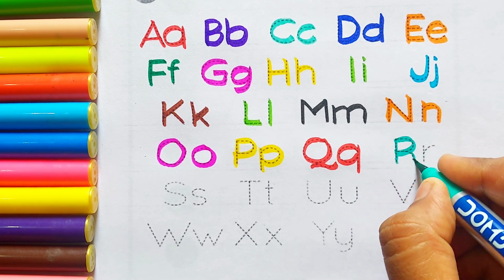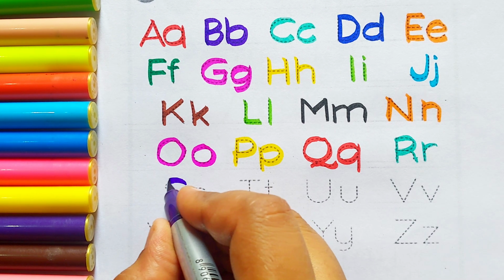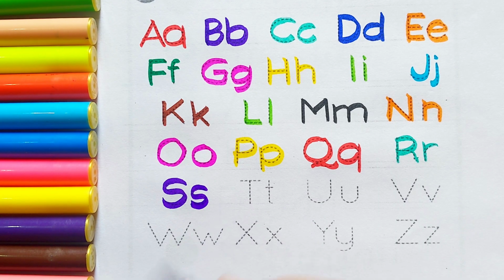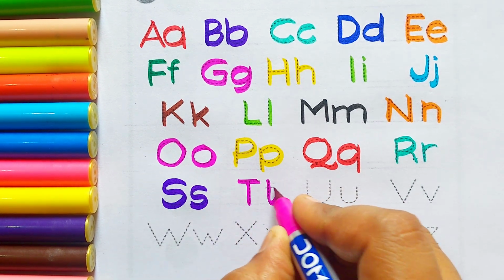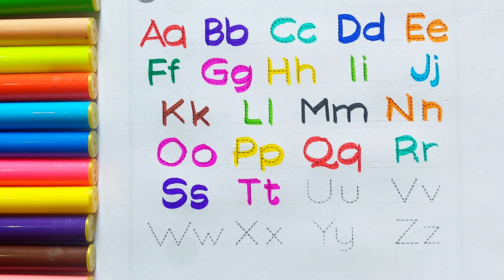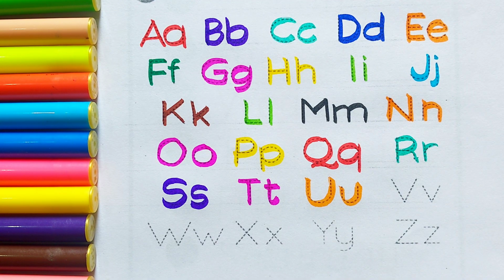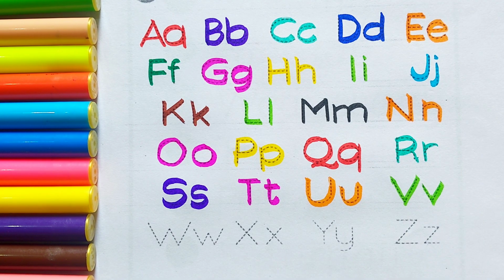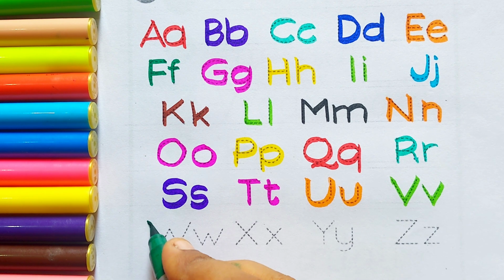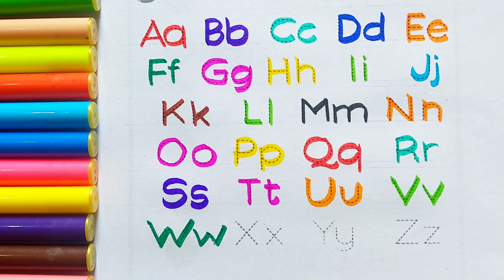R for rabbit. S for shark. T for tree. U for umbrella. V for vulture. W for watch.